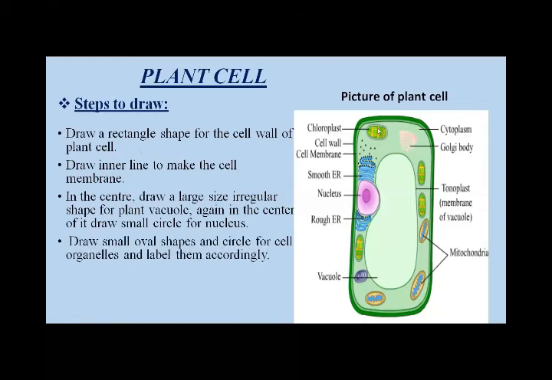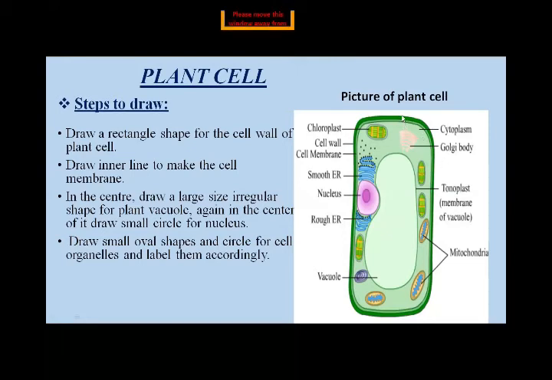These are the small vacuole, chloroplast. These are the small oval structures, chloroplast and mitochondria, which are cell organelles, and label them accordingly. Okay, first we draw all the structures like the picture, and then we label all the parts of the diagram. If you take a screenshot of the diagram, you will easily draw it.